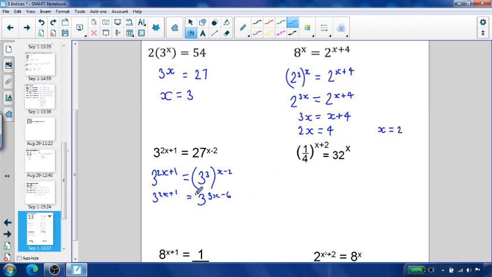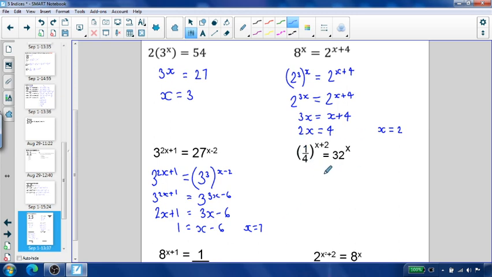Now I've got the same base, so I can just compare the powers. 2x plus 1 is equal to 3x minus 6. I'm going to start by moving this 2x over to the other side. So minus 2x from both sides. I'm going to have 1 is equal to x minus 6. And then I'll move the minus 6 over. So add 6 to both sides. And I'm going to be left with x is equal to 7.